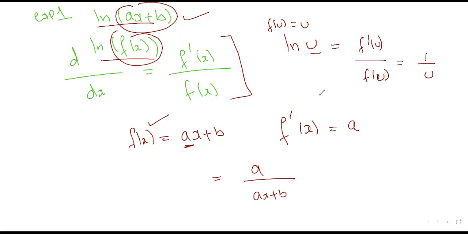Just think of it as if you had x as f of x. So in that case, your answer would be 1 by x. But here we had ax plus b. So the derivative of ax plus b would come here and ax plus b would come here directly.